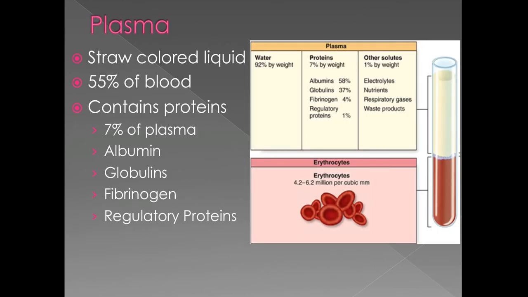Okay, we're going to focus on plasma first. Plasma is a straw-colored liquid, and as you can see here, the majority of it's made up of water, 92% by weight. As we mentioned, plasma contributes to 55% of the overall blood volume, and it contains some proteins listed here: albumin, globulin, fibrinogen, and regulatory proteins, and we're going to talk about those individually. And then a very small percentage of plasma, 1% by weight, is composed of other dissolved solutes, things dissolved in the water like electrolytes, nutrients, gases, and waste products.